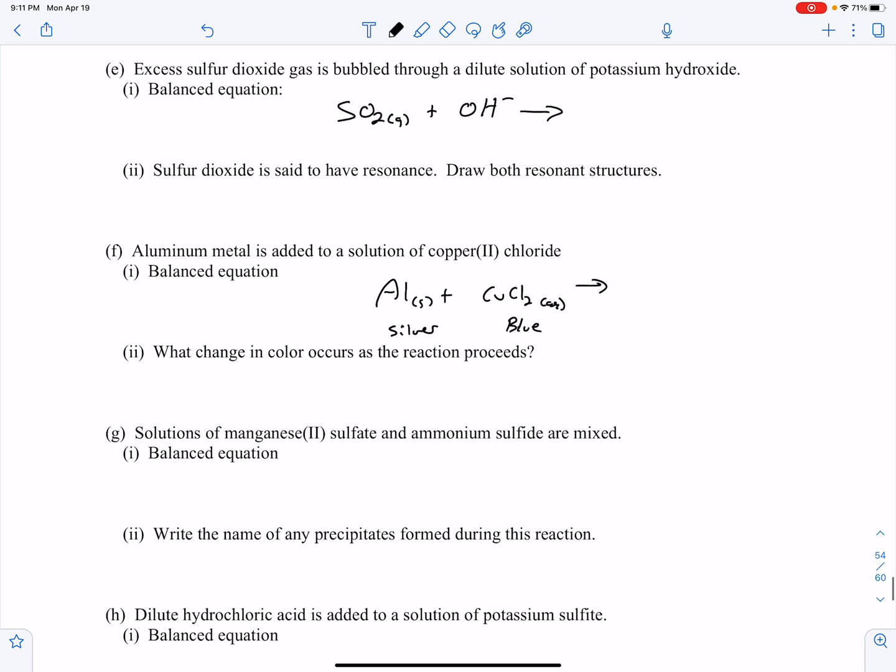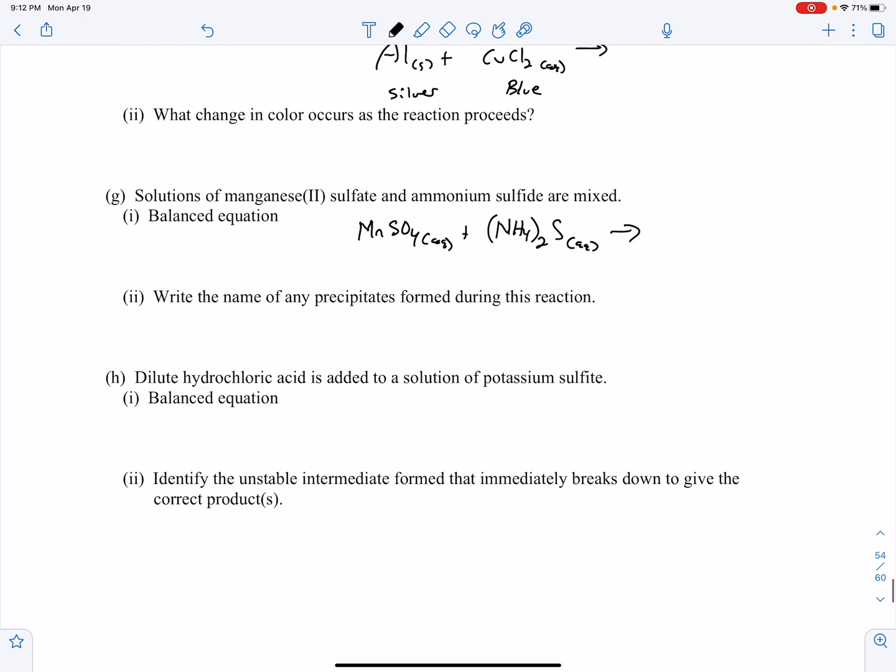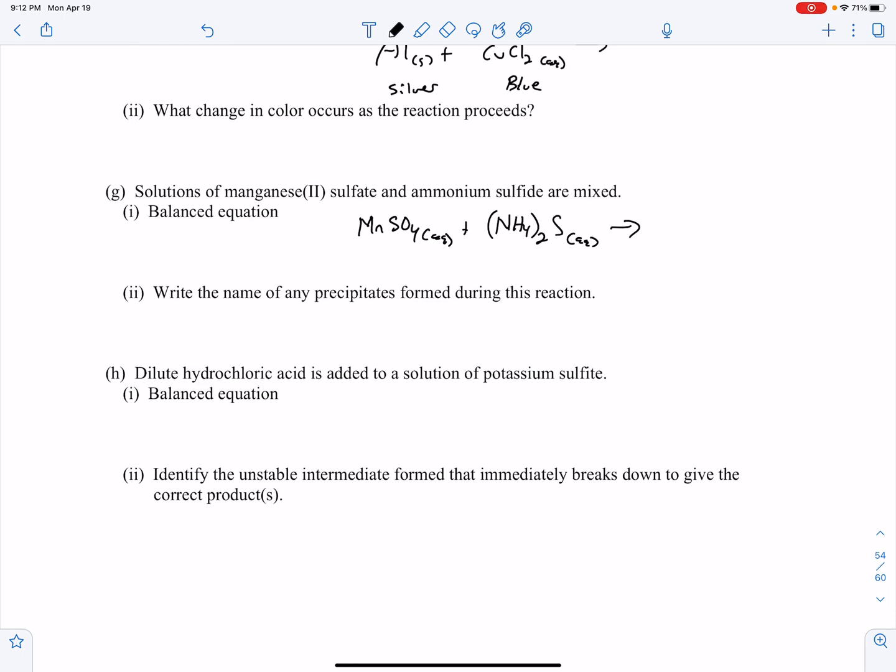Solution of manganese sulfate, MnSO4, this is aqueous, and ammonium sulfide, (NH4)2S, again also aqueous. This double replacement reaction should give you a single precipitate as your product. All right, single precipitate as your product. And again, identify that precipitate in solution.